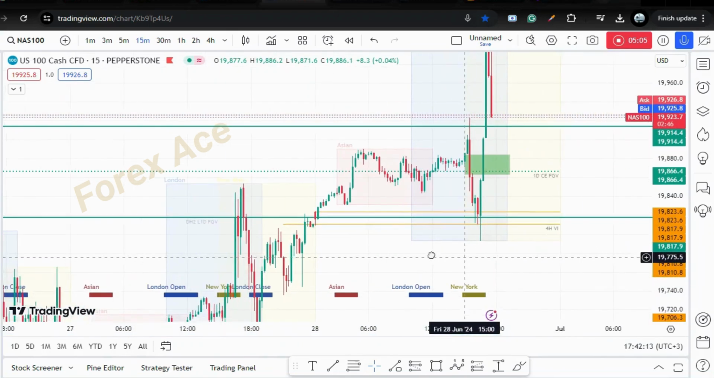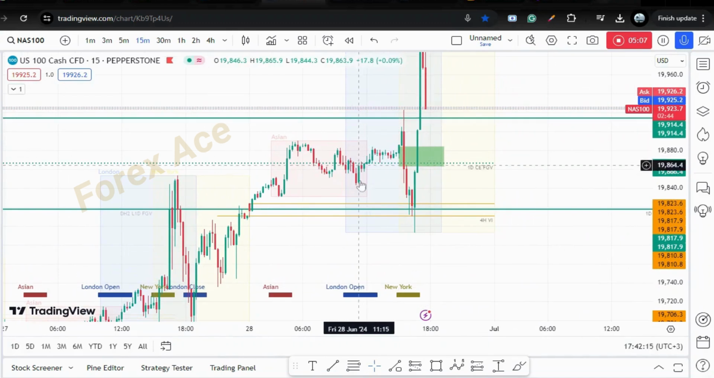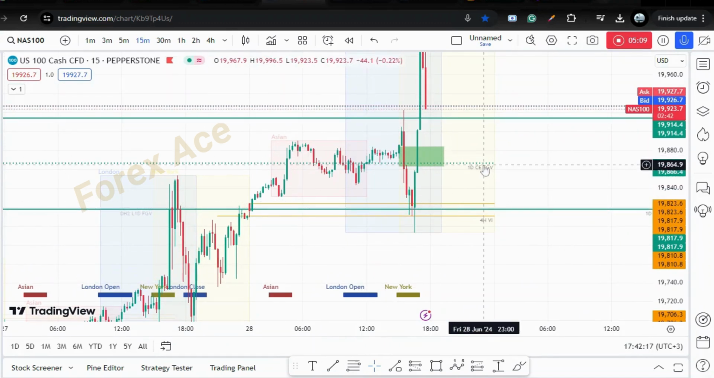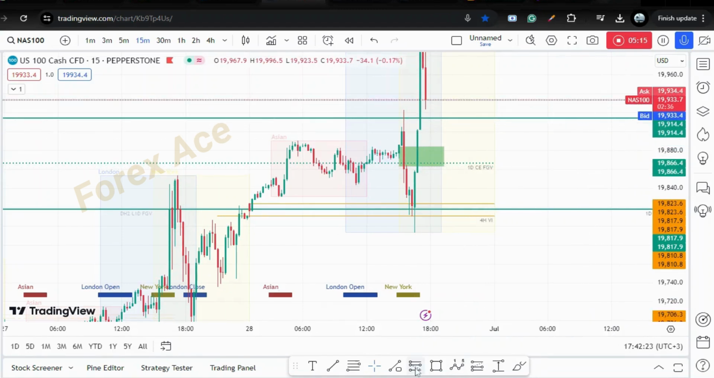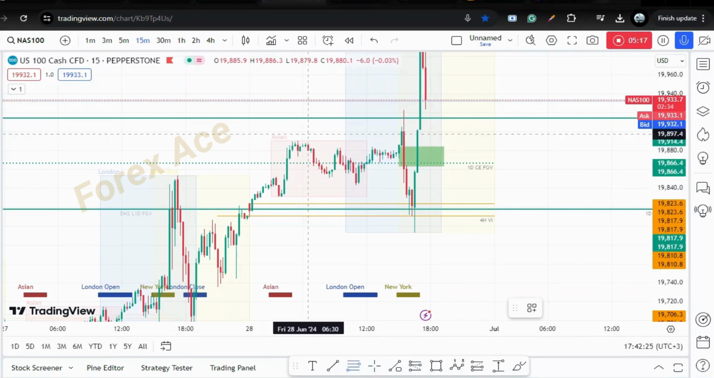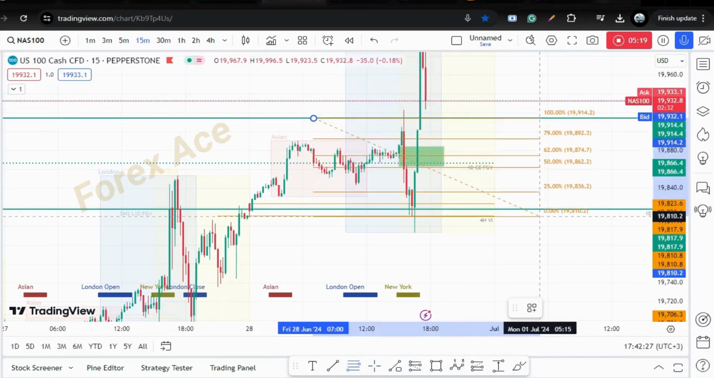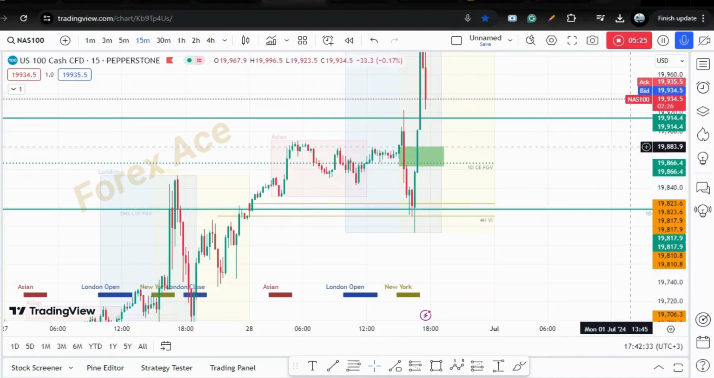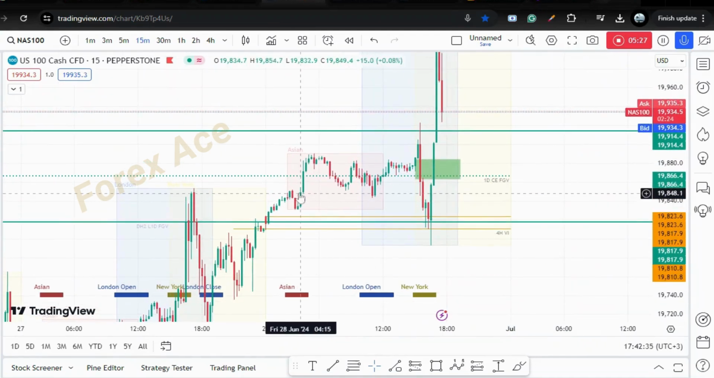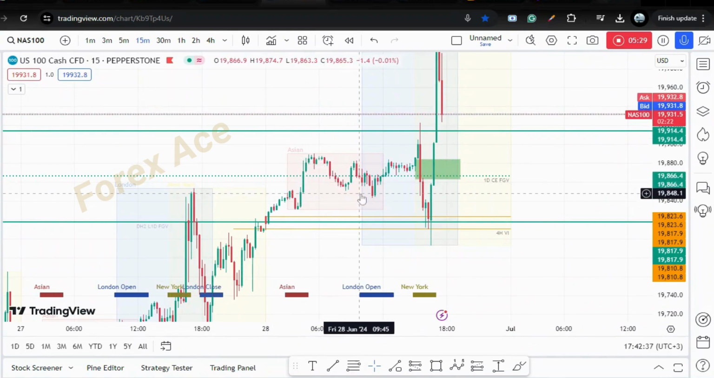So these lines represent the daily fair value gap. This line in the middle is the midpoint of the daily fair value gap. So if you take your fib and measure, the line represents 50%. So the market during the Asian session has been trading in between.